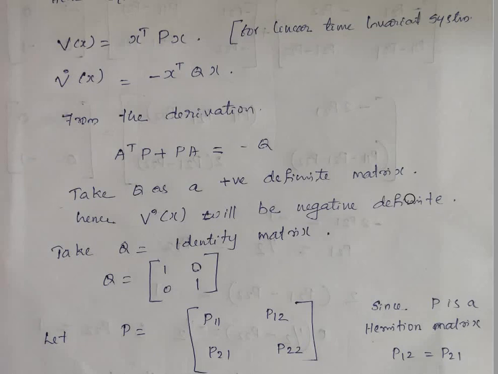When Q is a positive definite matrix, in this equation V dot of x equal to minus x transpose Qx will be a negative definite function. When Q is positive definite, this expression is multiplied by a negative sign. Hence, this V dot of x will be a negative definite function. So, for these types of problems, write the equation A transpose P plus PA is equal to minus Q. Take Q as a positive definite matrix.